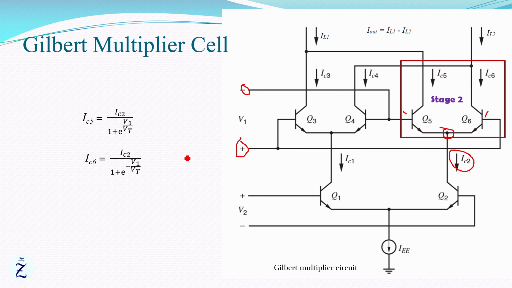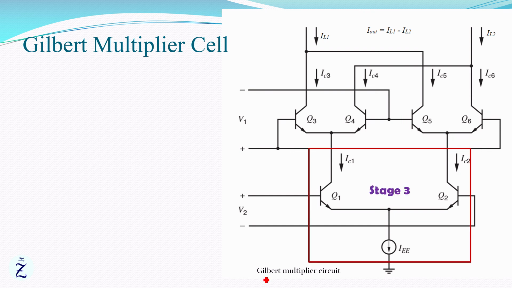And the collector currents of stage 3 are IC1 is equal to IEE divided by 1 plus e raised to minus V2 divided by Vt, and IC2 is equal to IEE divided by 1 plus e raised to V2 divided by Vt. Apply this IC1 and IC2 terms in the previous equation.